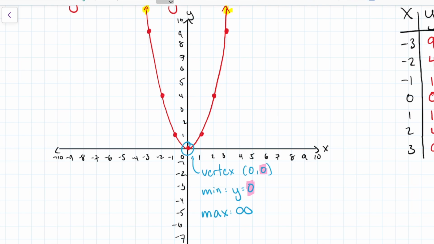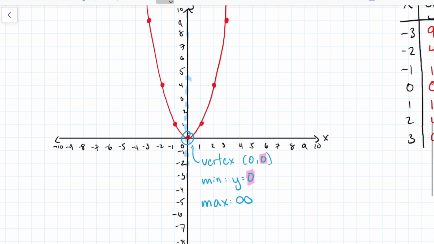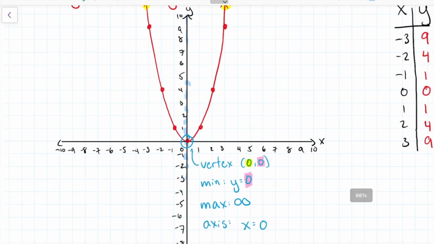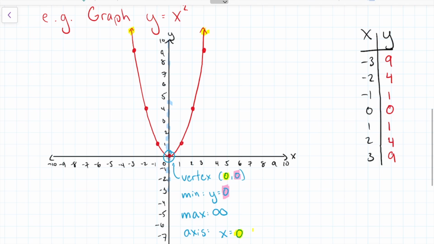Our axis of symmetry, so we can think of a dotted line coming down through the middle of this parabola, going through our vertex, gets us our two mirrored halves. And so for our axis of symmetry, remember we want to write it as an equation. So it's not just 0, it's x equals 0. So it's our x-coordinate of our vertex now, rather than our y-coordinate. So you see that and that are connected.